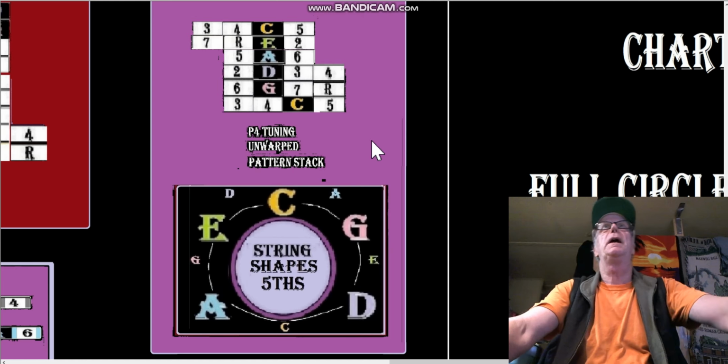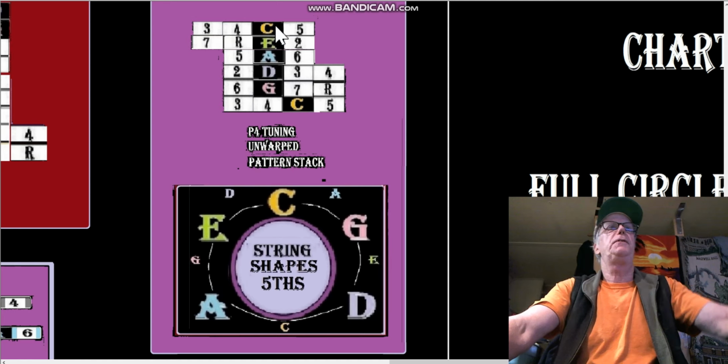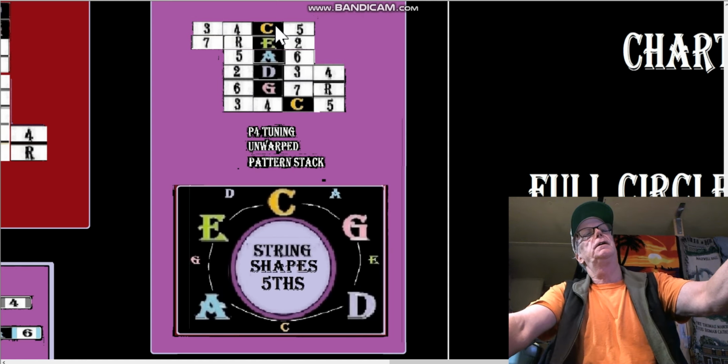Here's a short pattern string shape stack. So I call it a short pattern stack. Fifth of C is G, fifth of G is D, etc. And then between C and A, remember the augmented fifth of E is C. It's not the regular fifth of C.